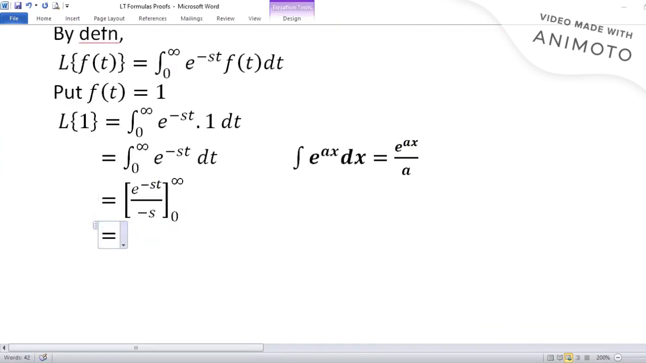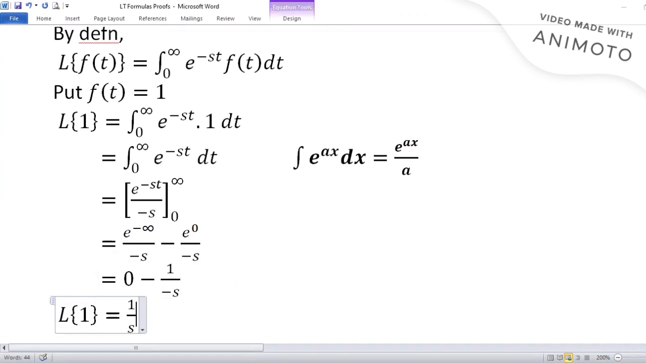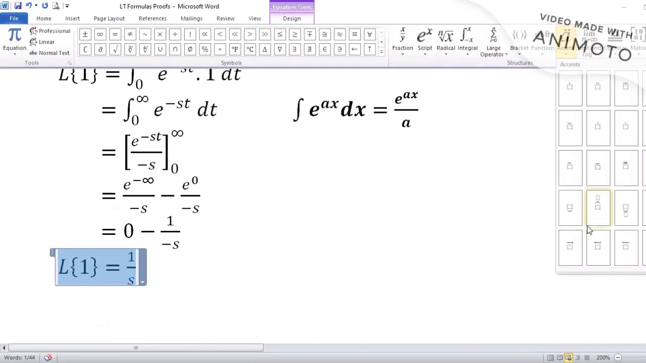Now we should put the limits. The first limit becomes e raised to minus infinity upon minus s. Then minus e raised to 0 upon minus s. E raised to minus infinity has a value 0, so it becomes 0 minus, and e raised to 0 has a value of 1. So finally the answer of Laplace of 1 becomes 1 upon s. See, this is how we get Laplace of 1's proof. So Laplace of 1 comes out to be equal to 1 upon s.